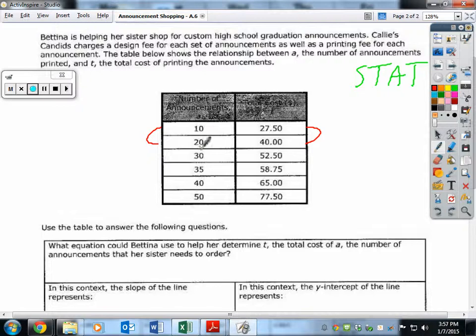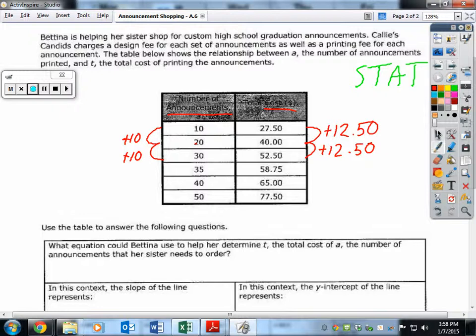So from 10 to 20, that's adding 10. And from 20 to 30, that's adding 10. Well, you look at the pattern over here, from 27.50 to 40, that's adding $12.50. From 40 to 52.50, that's adding another $12.50. So this is our pattern. This is what the change is.